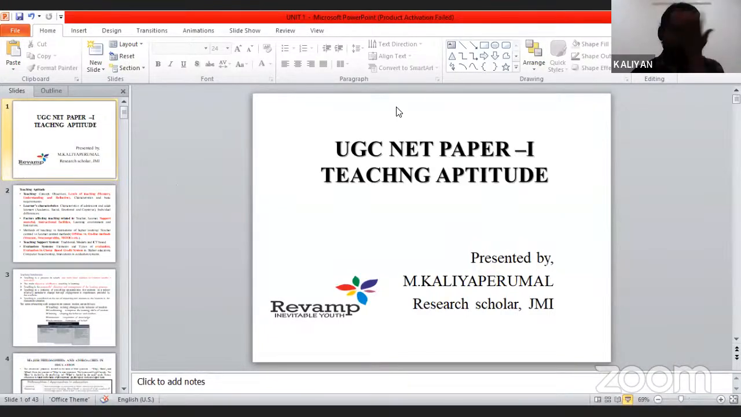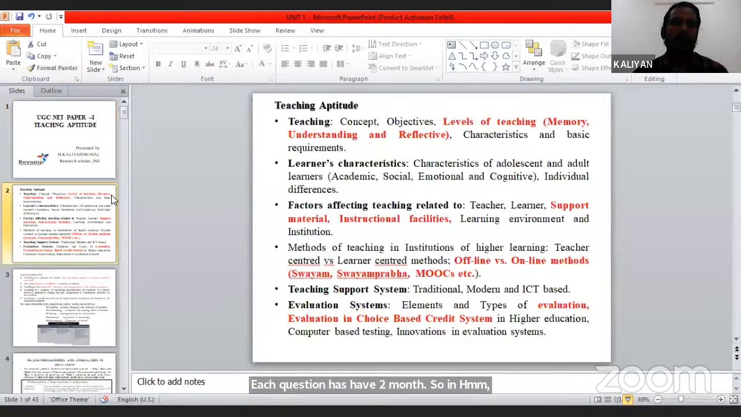So paper one, the basics of paper one. Total 10 units. Each unit they ask around 5 questions. Each question has 2 marks. So unit one is teaching aptitude.